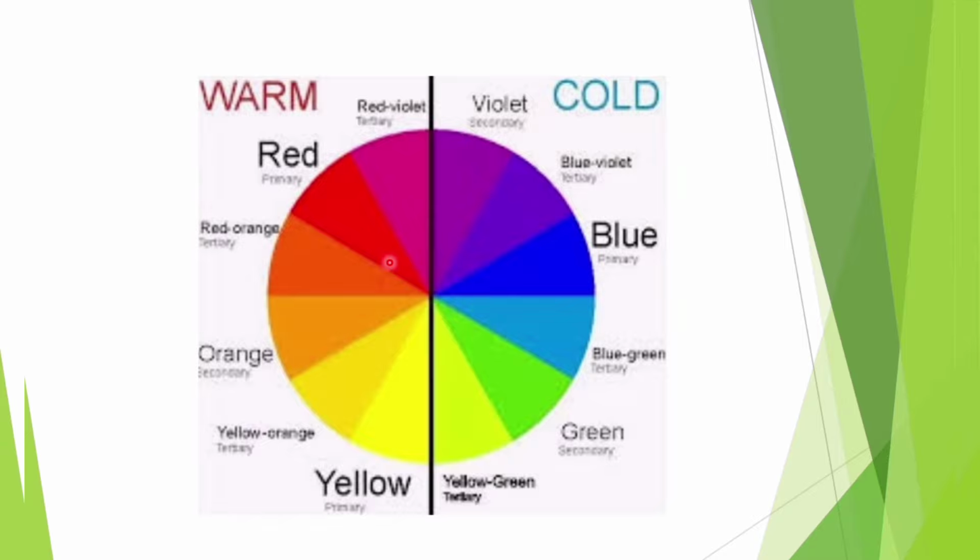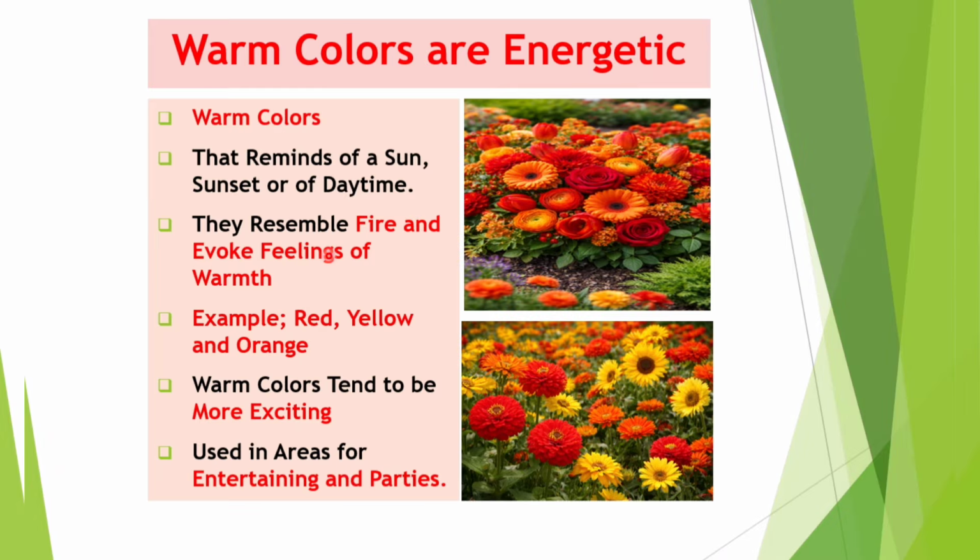So we have cold or cool colors, as we have seen: blue, violet, green. These colors are the cool colors. And on this side there are the warm colors: red, yellow, orange. These are the warm colors. We have warm colors for energy. Warm colors remind you of the sun or of daytime. They resemble fire and warmth. You can have examples such as red, yellow and orange.